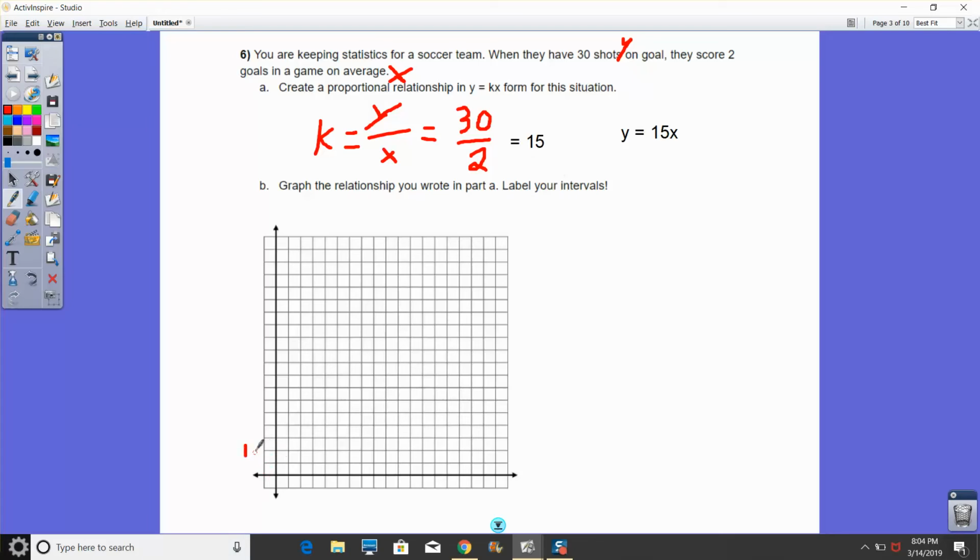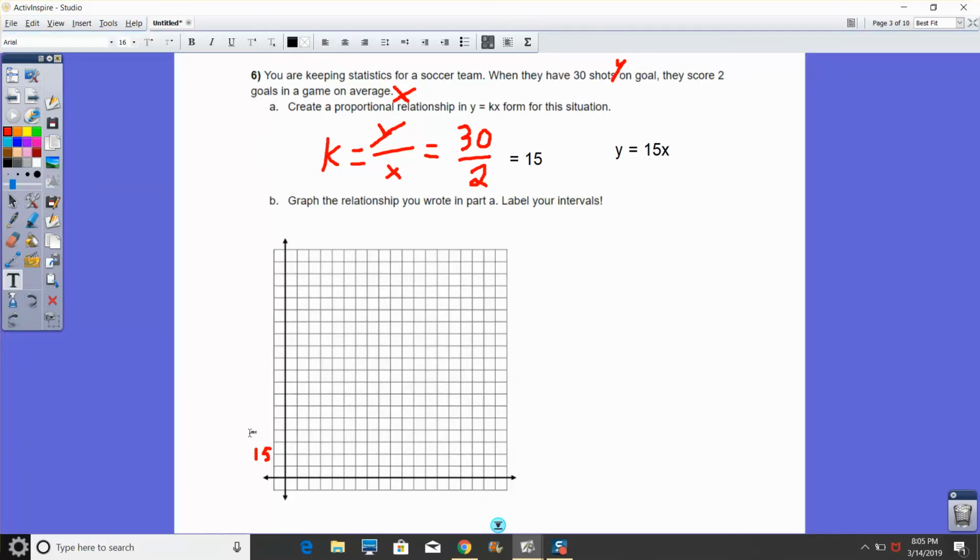Let's say this is 15 right here. And if that's 15, then every other line would be 30. So that would be 30 on this line. And then this next line would be 45, and then the next line would be 60, and so forth. So we don't have to label every single one. And then for our x-axis, we can go by 1, because if x is 1, then y would be 15. So we'll go by 1 on the x-axis. Every single one here will be 1.